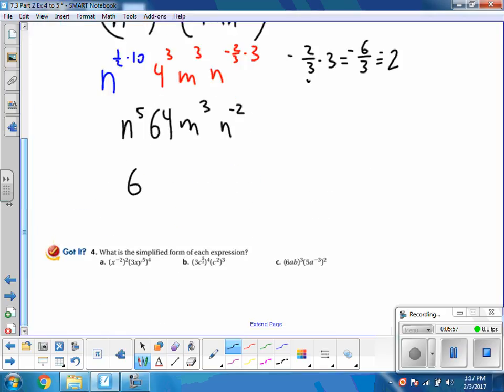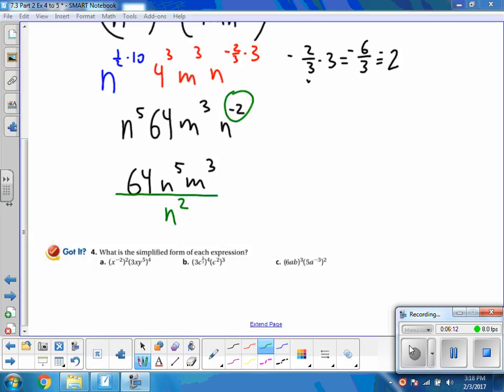I'm going to lead off with my 64, and I have n to the 5th, m to the 3rd, and because this means it's small, it's a negative exponent, I'm going to bring it down, so n to the half. Whoa, whoa, whoa, we got to back up the bus. Beep, beep, beep. I didn't see something that a student just walked in and said, hold on, Mr. Weber. So I'm holding on.